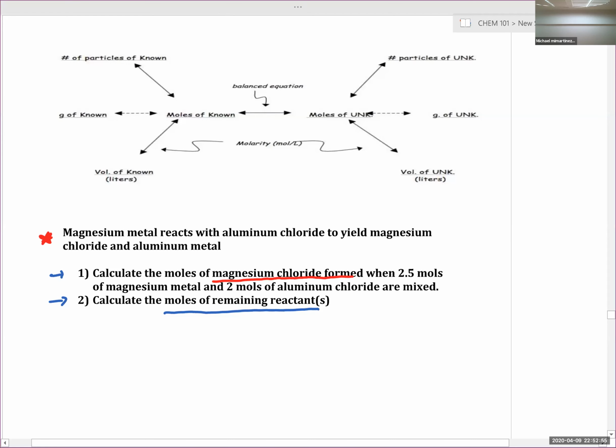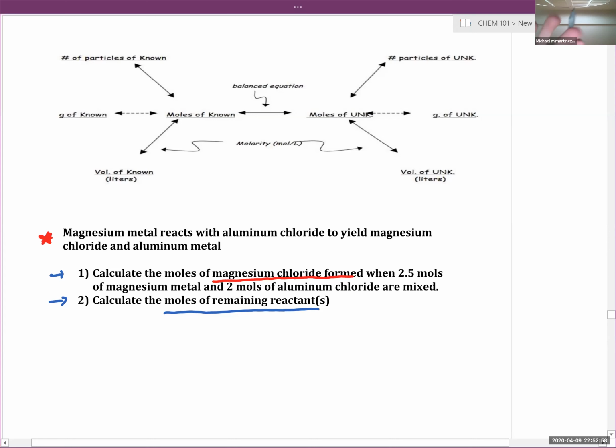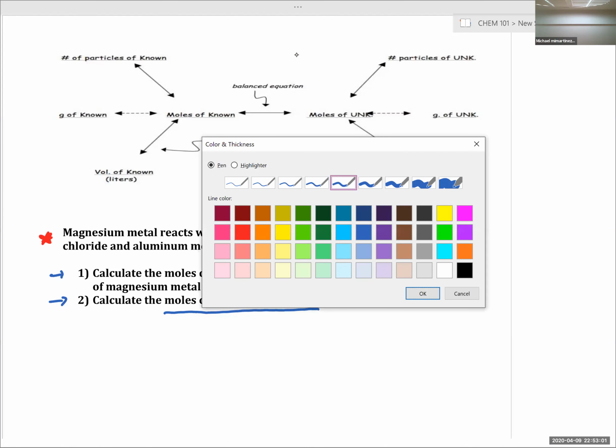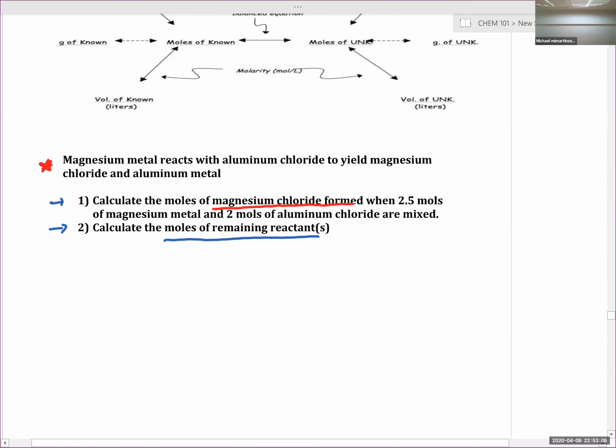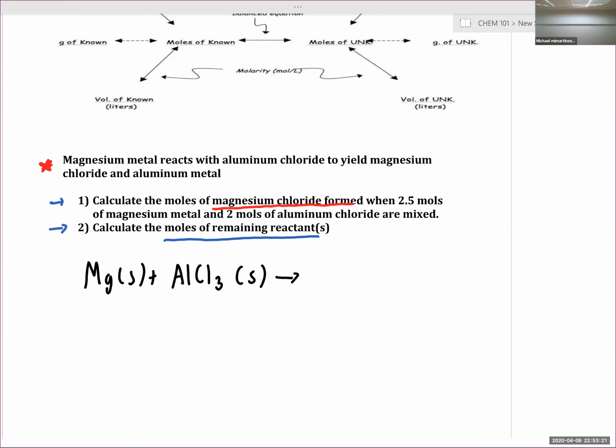Okay, so let's talk through and generate a balanced equation for this reaction. So magnesium is just Mg solid. Aluminum chloride is AlCl3 solid. Would someone like to propose a formula for magnesium chloride? Would someone like to provide a formula for magnesium chloride? Yep, MgCl2, okay. And aluminum metal, which is Al solid.